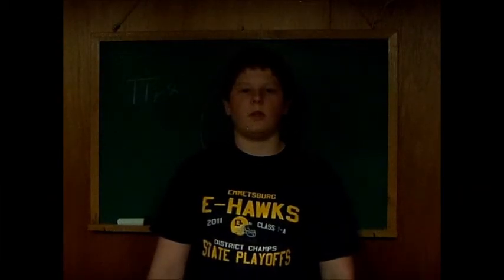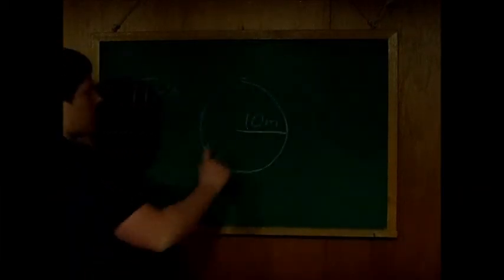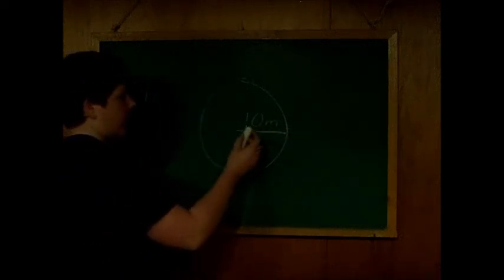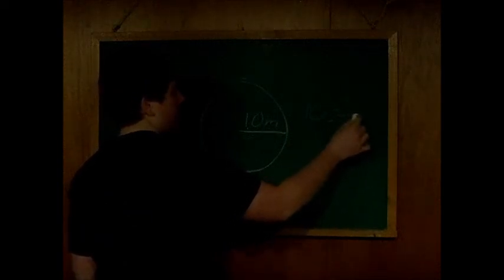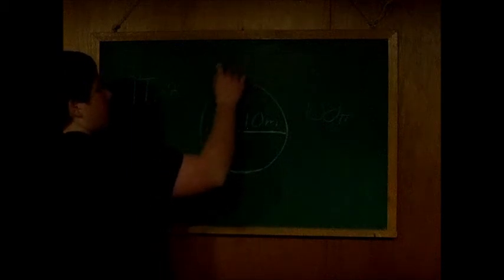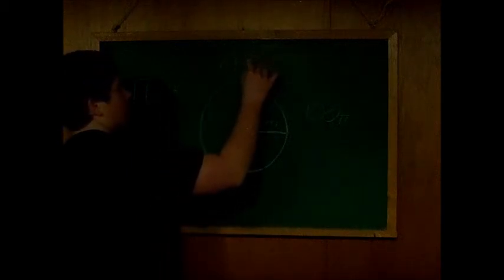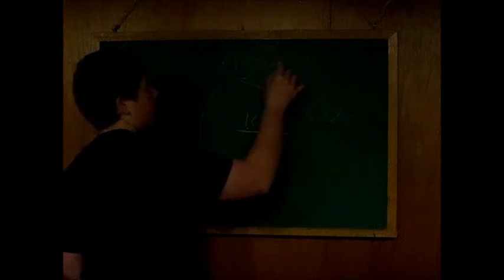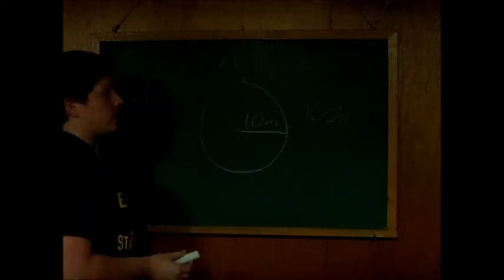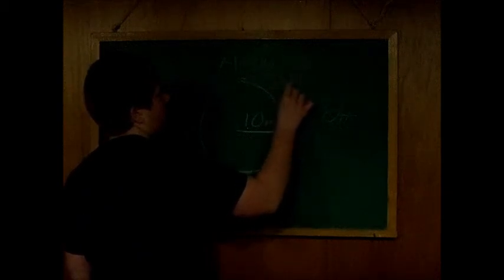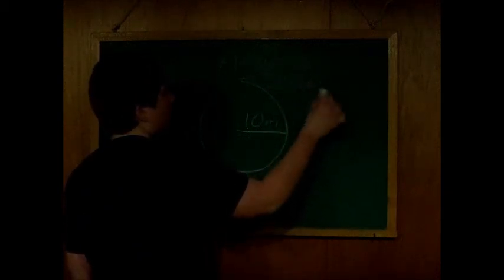The first example given to you had a radius of 10 meters. So we would take 10 squared, which is 100, times pi. So your answer would be 314.1592. And I'm going to round up, so your answer would be 314.16 meters squared.